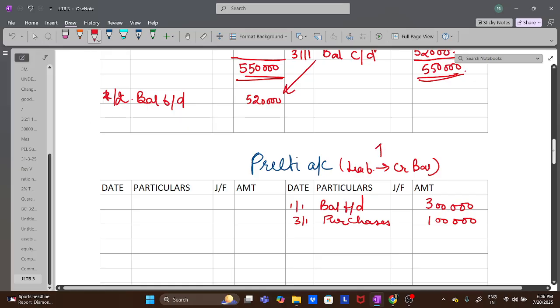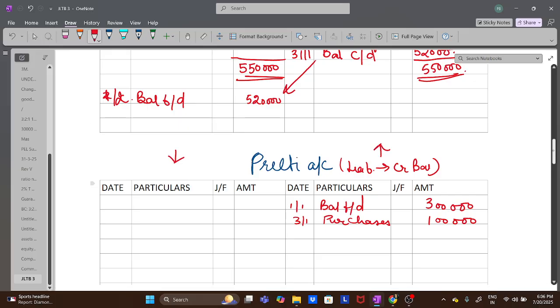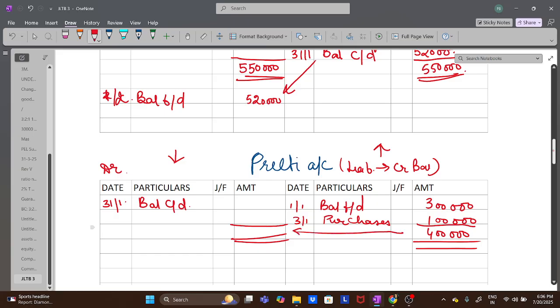Preeti's liability increases on the credit side, decreases on the debit side. We have only increases, no decreases. So on this debit side, we have balance carried down. How much is the total of the increase side? 4 lakh. Write the same total here at the same level, 4 lakh. So what is the balance? 4 lakh. Same balance. Next month, 1st of Feb, balance brought down.